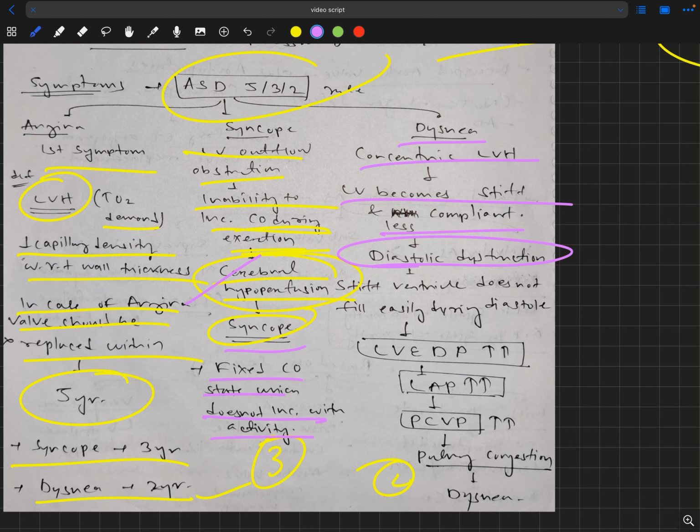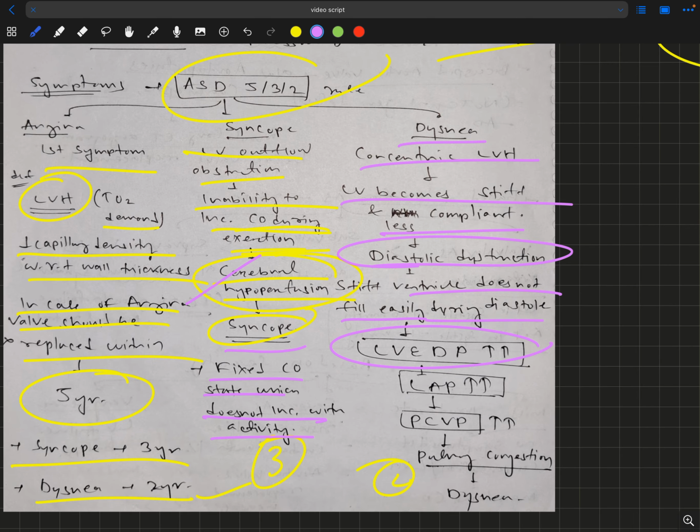Systolic dysfunction means the LV is not able to pump. That is seen in very severe aortic stenosis. Diastolic dysfunction means it has become stiff, so it doesn't dilate during diastole. During diastole, the left ventricle has to dilate to accommodate the blood, but here the ventricle has undergone hypertrophy and become stiff, so it is not dilating. A stiff ventricle doesn't fill easily during diastole. It will lead to an increase in left ventricular end diastolic pressure. If it is not dilating to accommodate the blood, there will be a rise in pressure at the end of diastole.